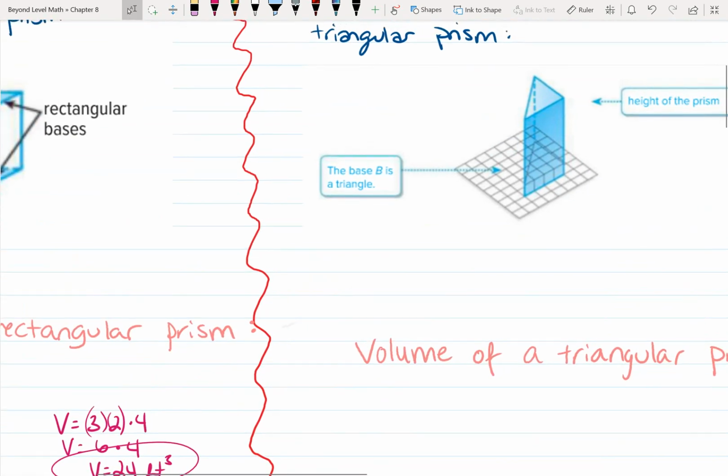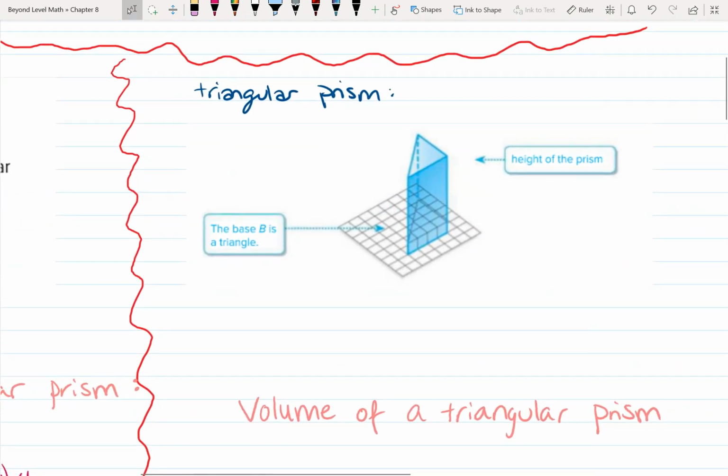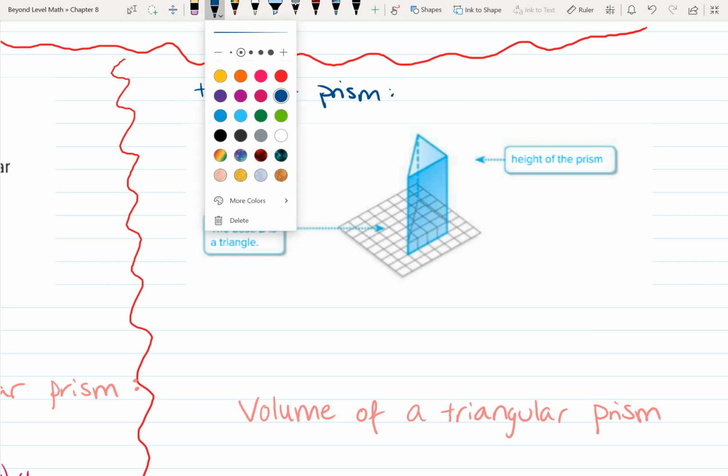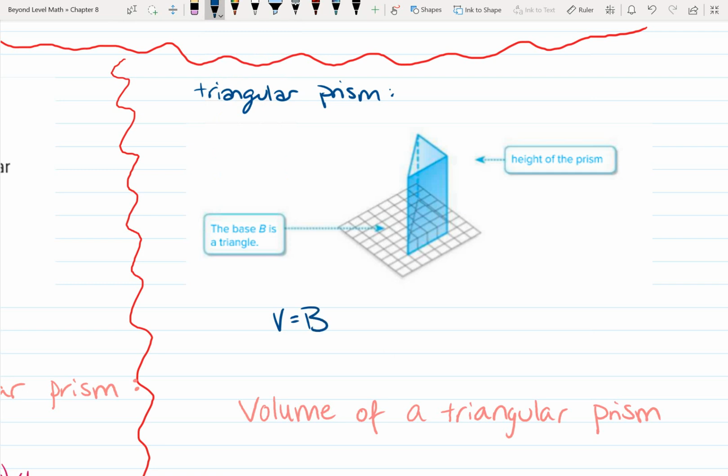Over here, again, we're using the exact same formula. V equals capital B times H. This is the formula that you will use for any prism. So the base is a triangle. The height of the prism is how tall the prism is if you set it on its base. So if you set it on the table, the height of it is how tall it goes up.